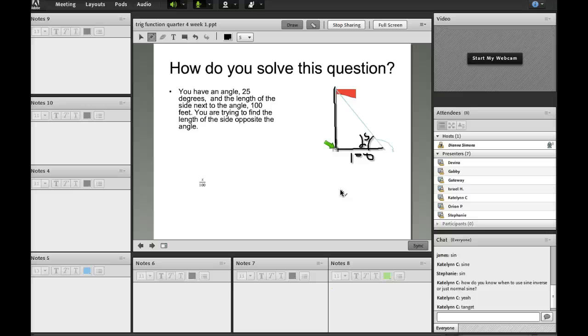Yes, Caitlin, excellent. We are going to use the tangent function because what we know is tangent is what? I'm going to write it up here. You keep typing there, Caitlin. No, I'm almost done. Thanks, though.